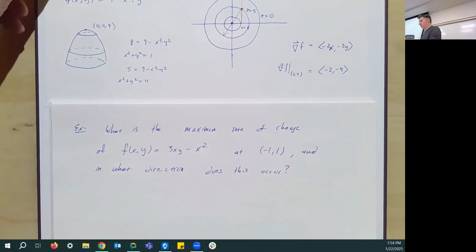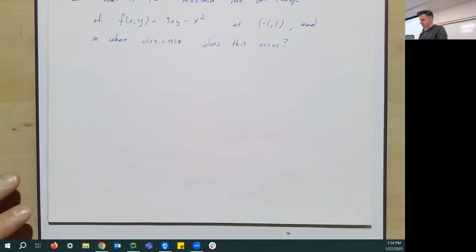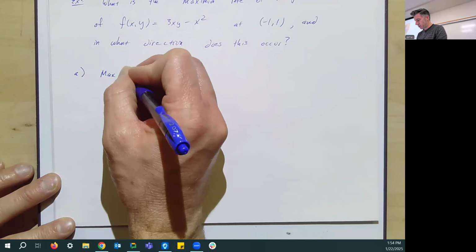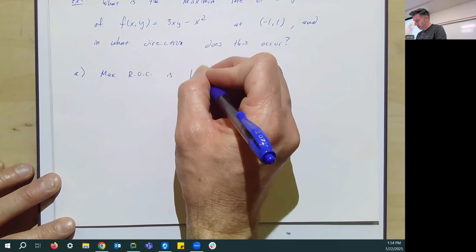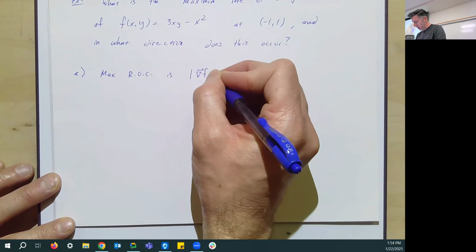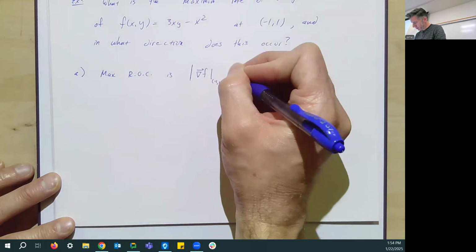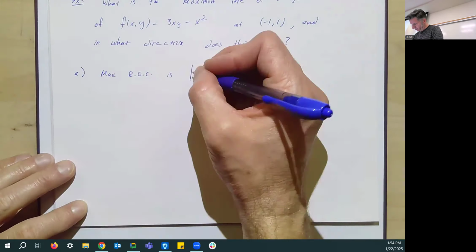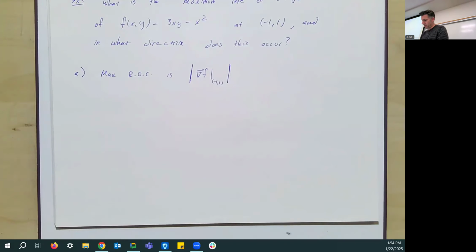Okay, so we'll talk about the answer to the first part of the question. What is the maximum rate of change? The max rate of change is going to be the magnitude, that's the word I was looking for, of the gradient evaluated at the point -1, 1. Okay, my notation looks a little terrible there. Sorry about that. So let's find the gradient.